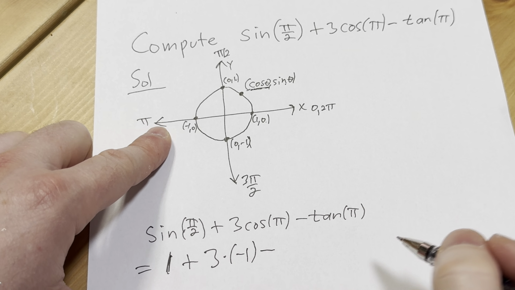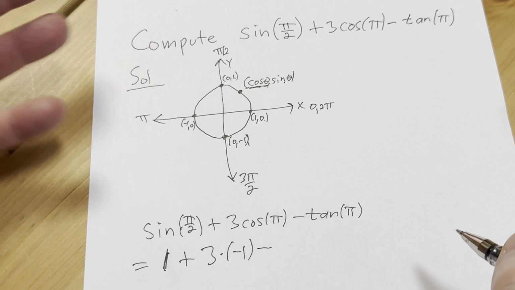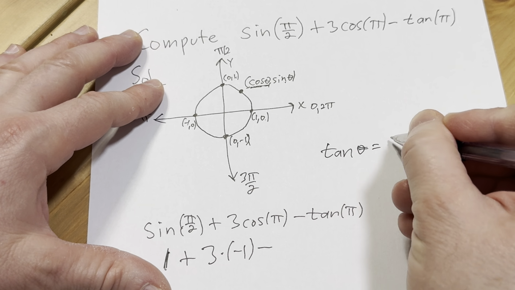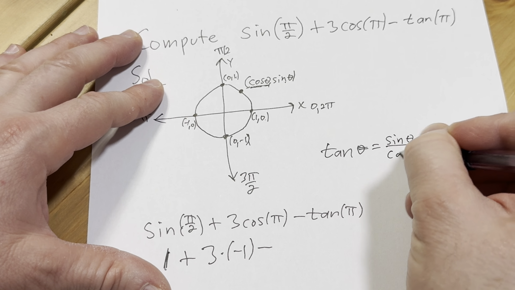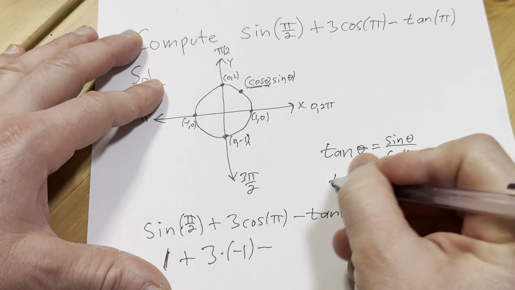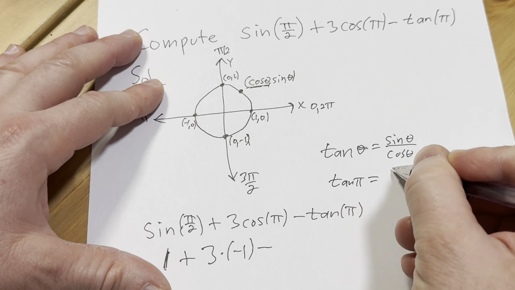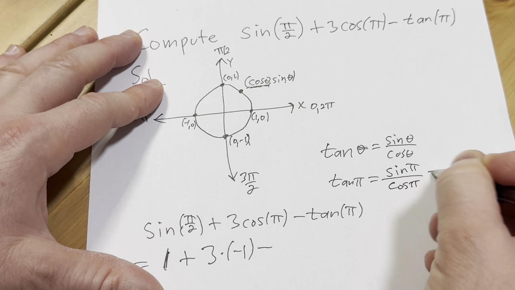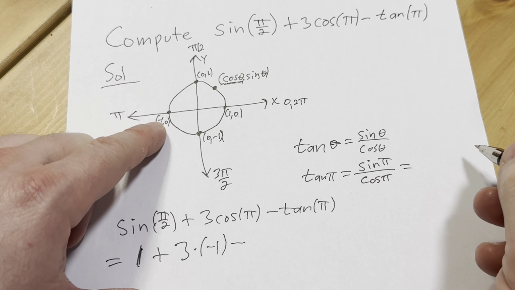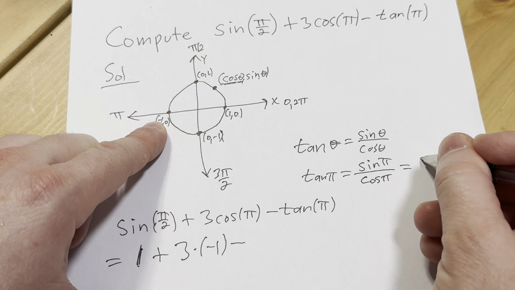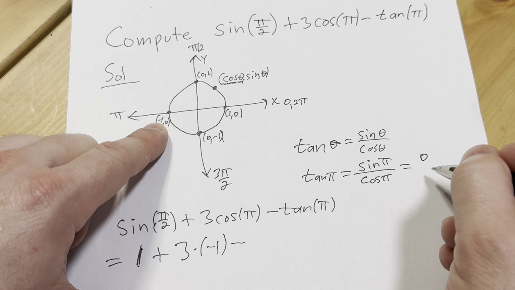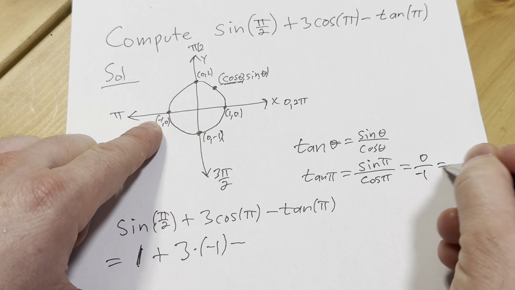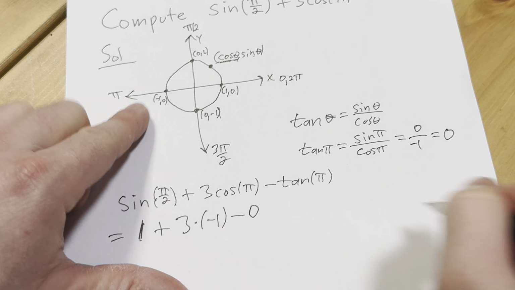Minus tangent. Now, this is where it gets a little bit tricky. You might say, well, how does tangent fit into this picture? Well, recall that the tangent of theta is equal to sine of theta over cosine of theta. So in this particular case, the tangent of pi is equal to the sine of pi over the cosine of pi. If you go to pi, the sine of pi is 0 because sine is the y-coordinate at pi. And cosine of pi is going to be -1, that's your x-coordinate at pi. 0 over -1 is 0, so minus 0.